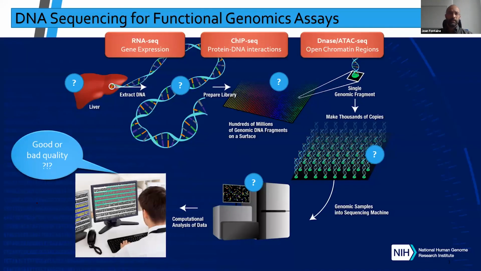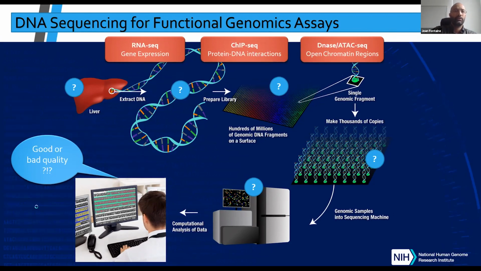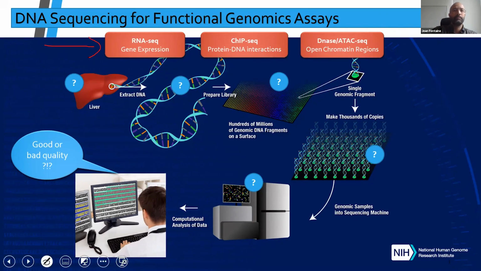DNA sequencing for functional genomics assays is a complex process, depicted here in many steps. Today I will talk only about functional genomic assays like RNA-seq, ChIP-seq, or DNA-seq, and not about full genome sequencing, although we are using the same technology. There are many question marks because a problem may occur at any step of this long and complicated protocol.